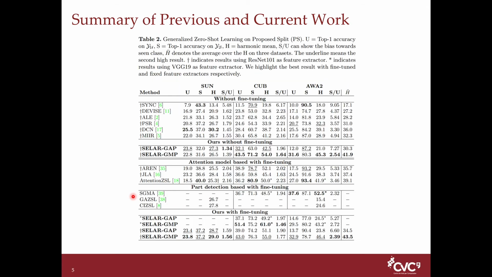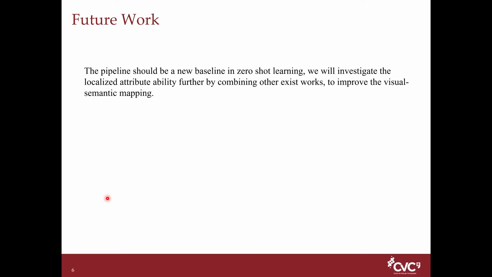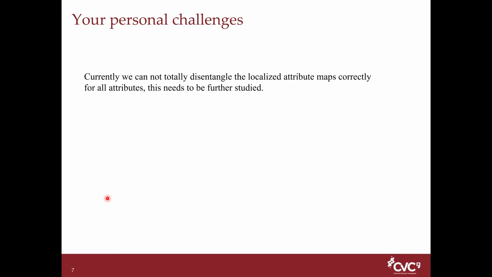We compare the proposed pipeline with the related SOTA methods. In most cases, our extremely simple pipeline with GMP gets the highest performance. This simple pipeline should be a new baseline in zero-shot learning, and it can be combined with plenty of existing generative methods, since to some degree it achieves attribute disentangled representation.